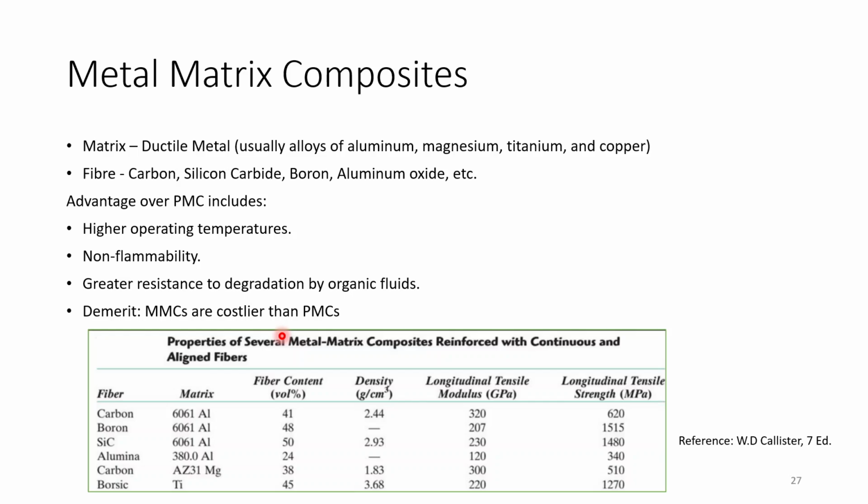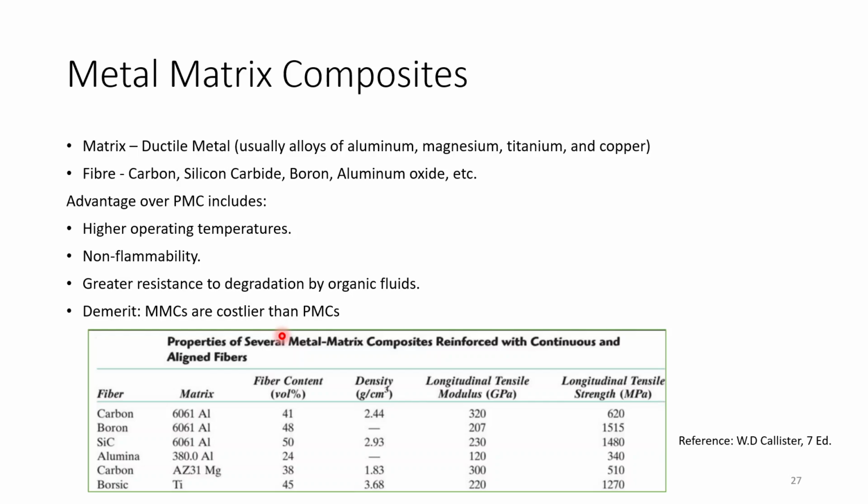Now next is the metal matrix composite. Here your matrix will be any ductile metal, using alloys of aluminum, magnesium, titanium and copper. The fiber can be carbon, silicon carbide, boron or aluminum oxide, etc. The advantages over PMC include higher operating temperatures, non-flammability and greater resistance to degradation by organic fluids. And the demerit is that metal matrix composites are costlier than PMCs.